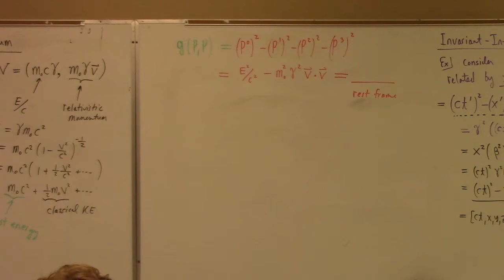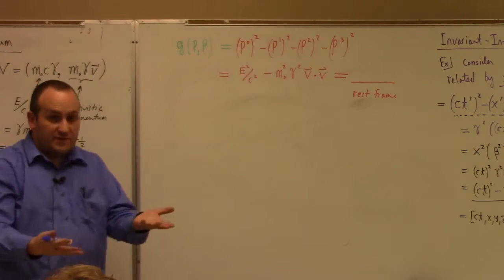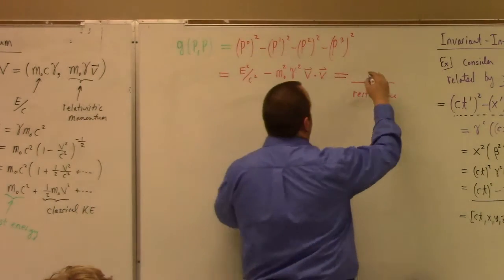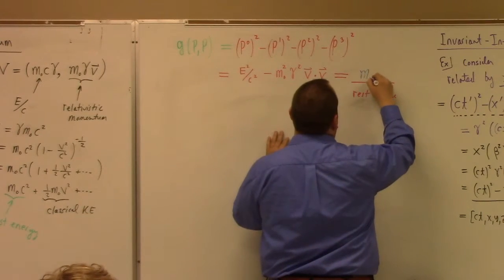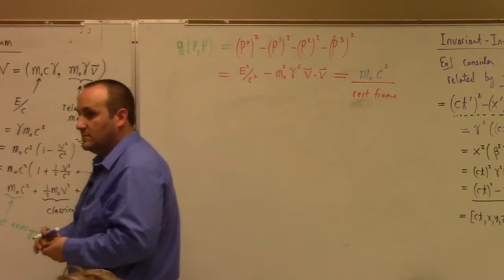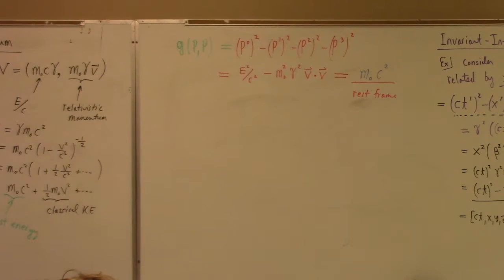So in the rest frame, what's the invariant interval? V is equal to 0, right? And the energy, the relativistic energy, is just what in the rest frame? This V is 0. This just simplifies to m naught c squared. That's the famous E equals mc squared. So the rest energy is it. The invariant interval of the four-momentum is the rest energy.